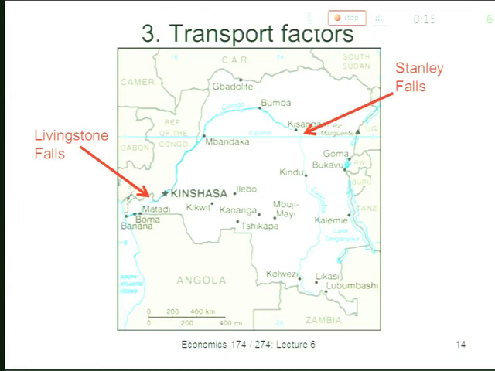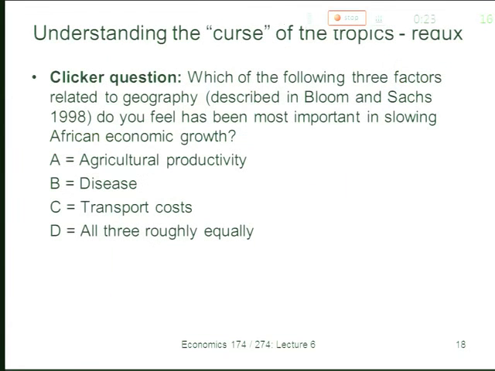We talked about these three factors, and now we've actually discussed them. I got your view when we started about which of these is most important: agricultural productivity, disease, or transport costs in determining the geographic factor that affects African development. So why don't you click in and we'll compare the answers this time to last time.